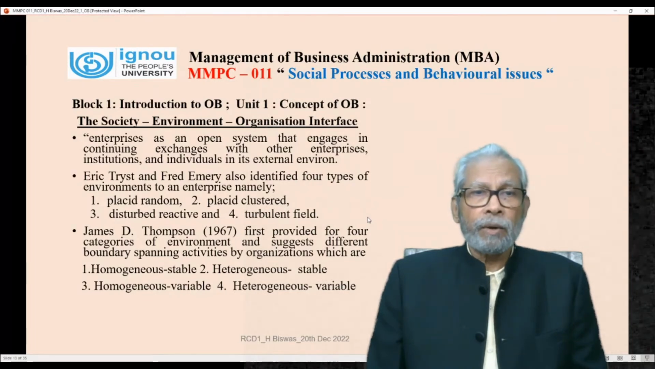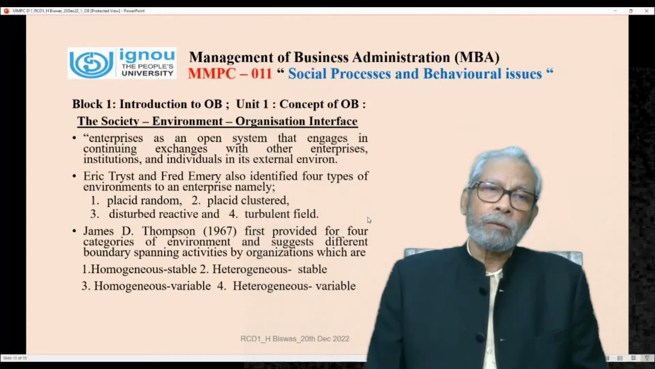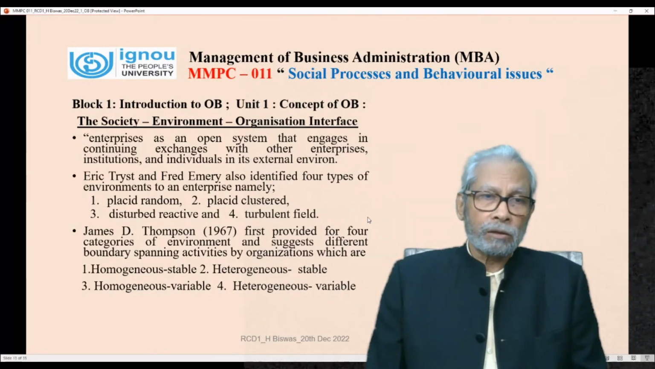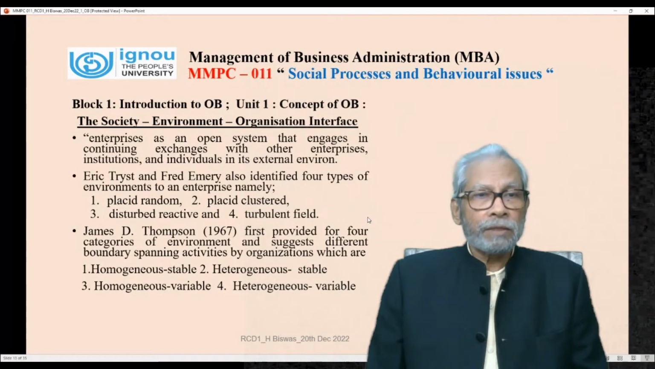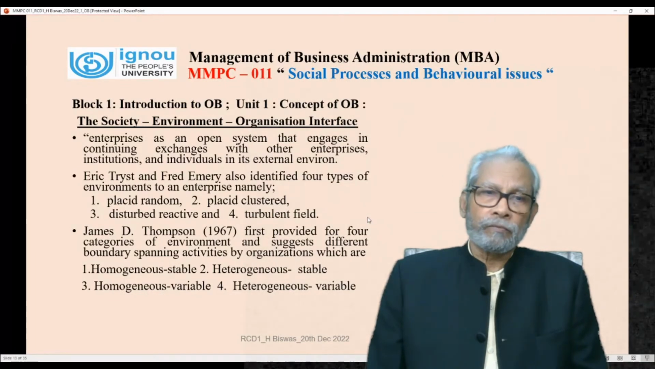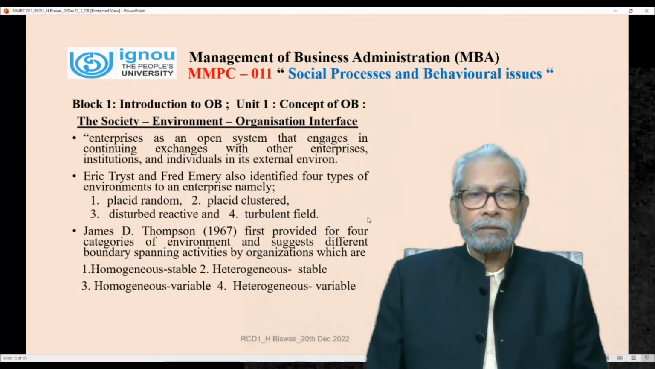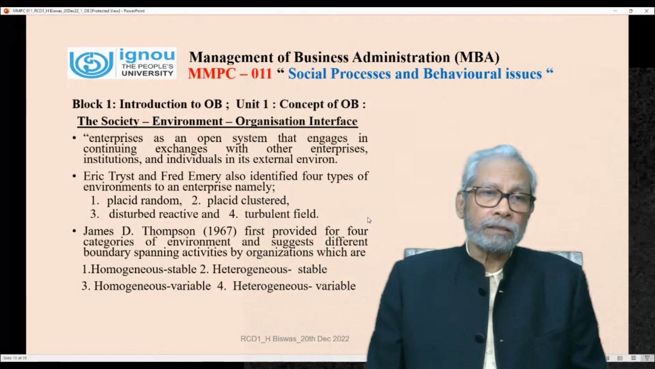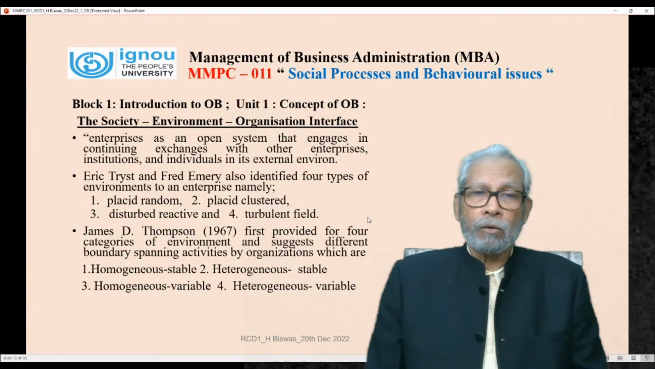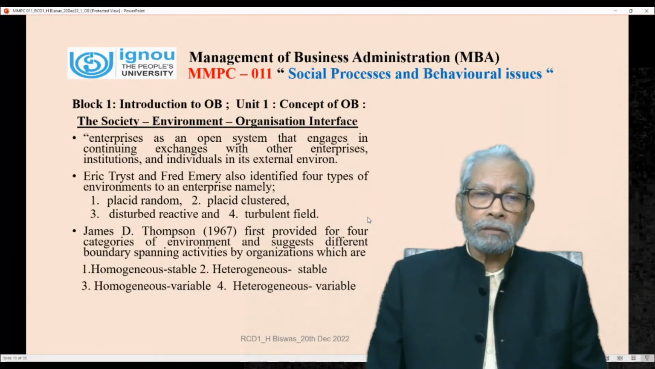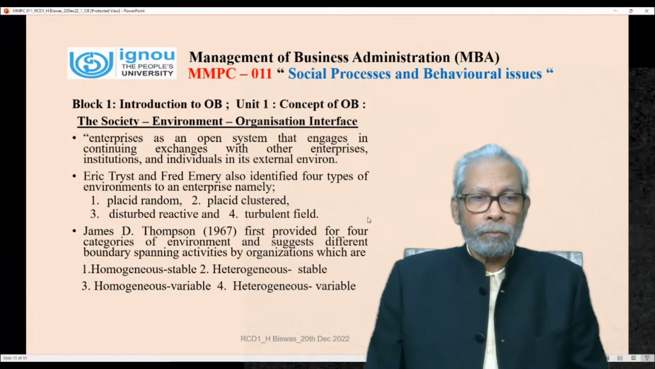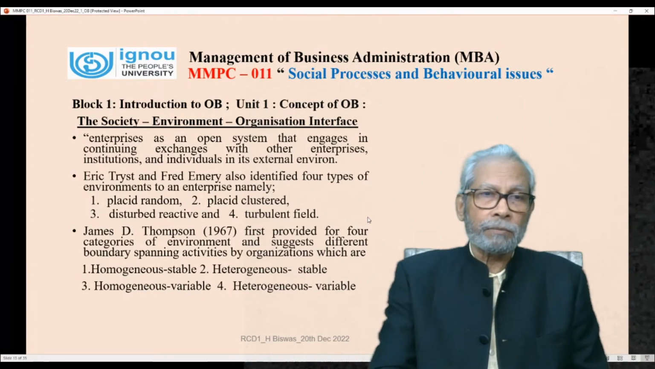Eric Trist and Fred Emery also identified four types of environments for an enterprise, namely placid random, placid clustered, disturbed reactive, and turbulent field. James D. Thompson in 1967 first provided four categories of environment and suggested different boundary-spanning activities by organizations, which are homogeneous stable, heterogeneous stable, homogeneous variable, and heterogeneous variable. This is the way they have derived it.